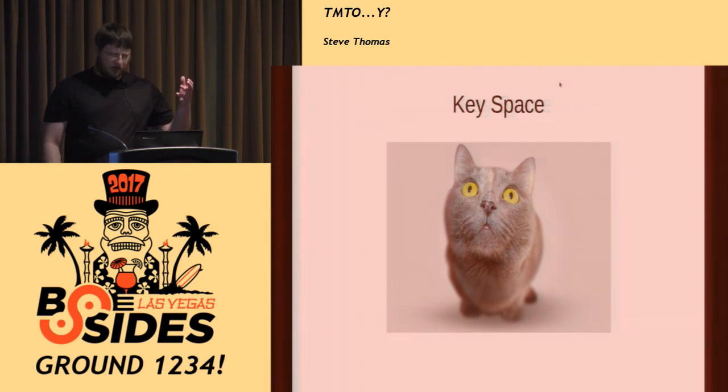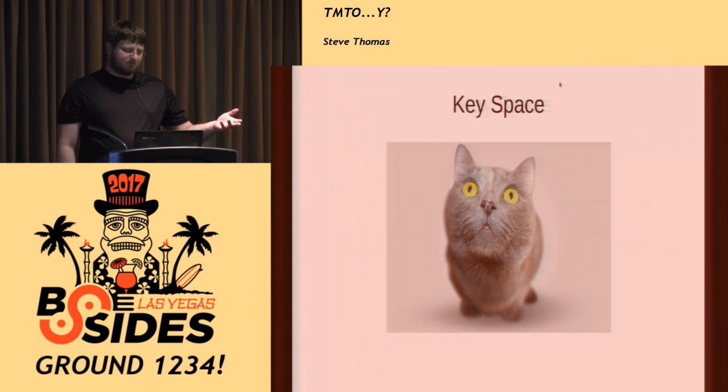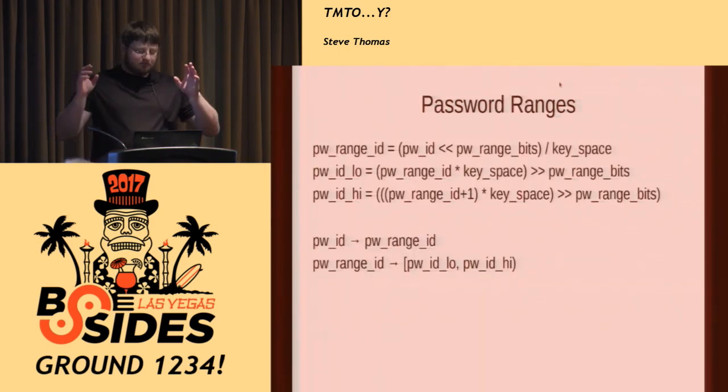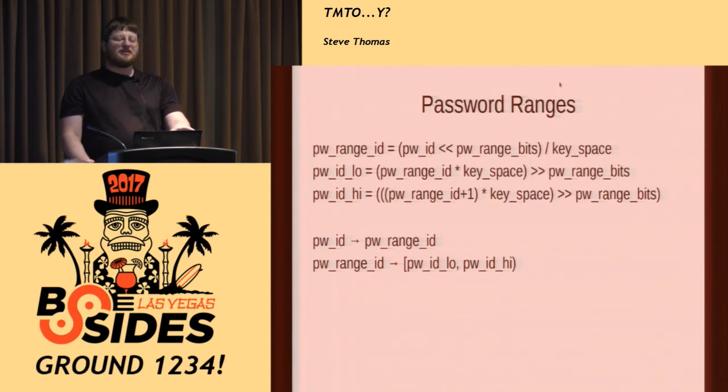Or if you're doing passwords, you can have a dictionary and then mangling rules. Your key space would be how many dictionary words you have times how many mangling rules you have. You can also do mask attacks, like brute force and stuff like that. So this is really just for reference, the formulas. They're very simple.